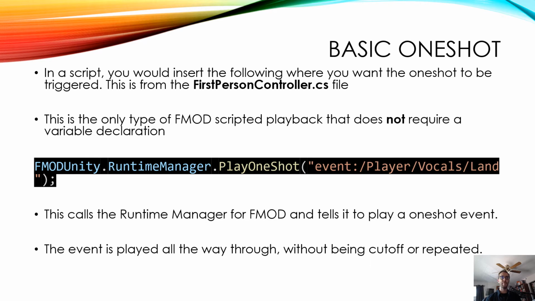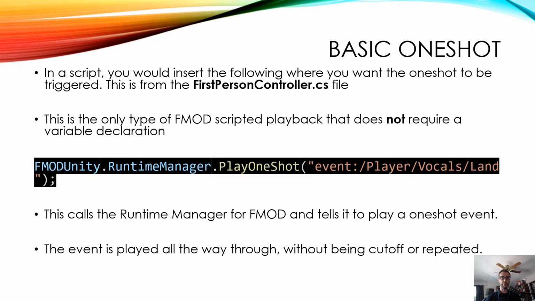And that line is FMODUnity.RuntimeManager.PlayOneShot, and then you're going to give it a string. So you open up quotes, event, colon, /, and then you'll give it the path to your event. And guess what? In FMOD, if you just open up FMOD and you right-click on an event, you can copy the path. So you copy the path of whatever event in FMOD, and then you can just paste it here between the quotation marks. No fuss. That's it. Super easy. I do that all the time. I don't recommend actually trying to type this in manually. Just copy the path from FMOD.